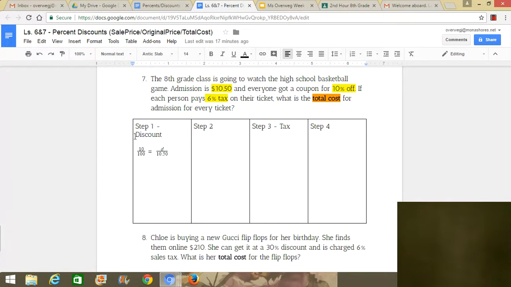What I want you to do is add in on your paper step 1 discount, step 3 tax. Next to step 2, I want you to write subtract, and next to step 4, I want you to write add. Okay, so we're doing proportion, find the discount, then we're subtracting to find the sales price, proportion to find the tax, add sales price and tax, and you will have your total cost.